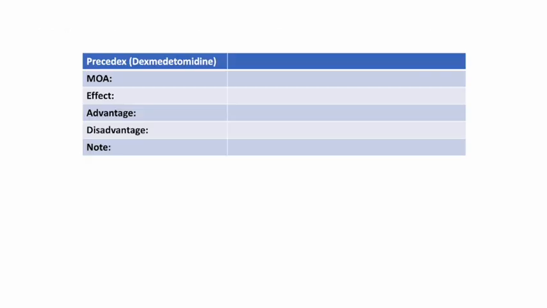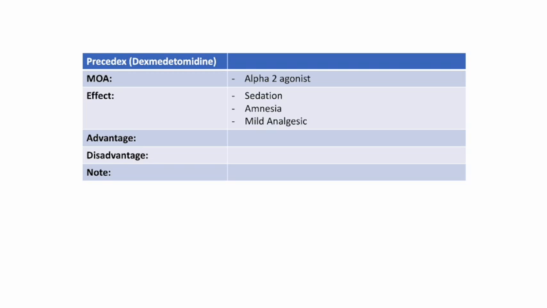Okay, so let's talk a little bit about the advantages and disadvantages of each. So what's the mechanism of action of Precedex? Precedex is an alpha-2 agonist, similar to things like clonidine. And what effects does it have? Which of the three goals of sedation does Precedex accomplish? The three options are sedative effect, amnestic effect, and analgesic effect. Precedex really covers all three. It has a good sedative effect, a good amnestic effect, and it has a mild analgesic effect as well.